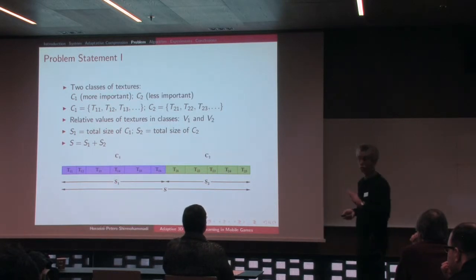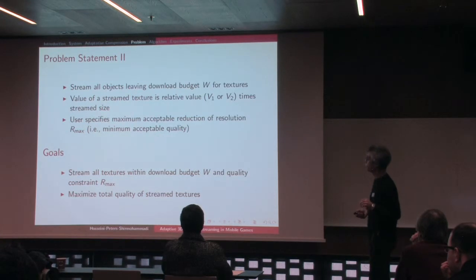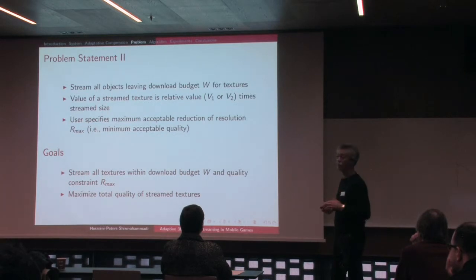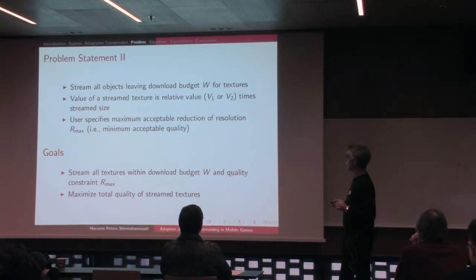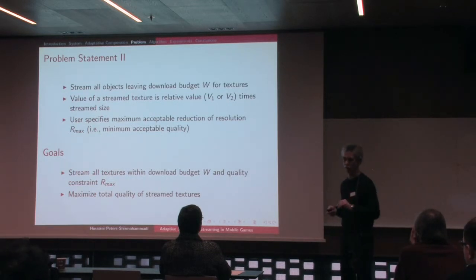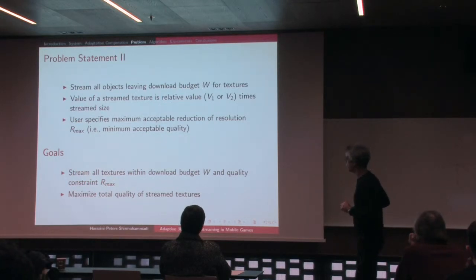So this is our job. We want to stream all the objects, and this leaves us with a budget of W remaining for the textures. This is where we'll concentrate. We have a relative value. The user is going to specify a maximum acceptable reduction. So in other words, minimum quality. Below this is just too grainy and they don't want it. So we actually have two constraints, and so now we can state the problem as streaming all the textures within the budget and without violating the quality constraint.